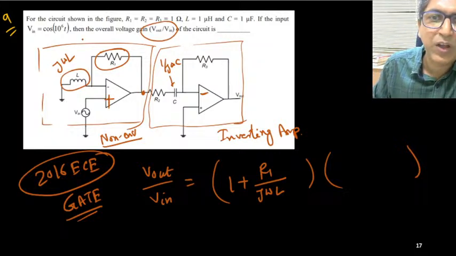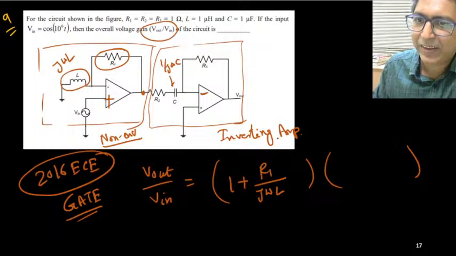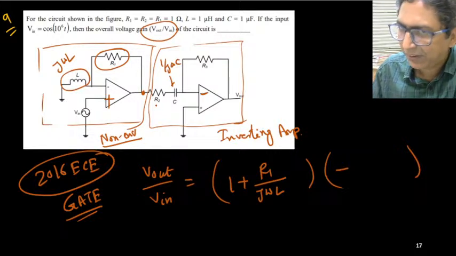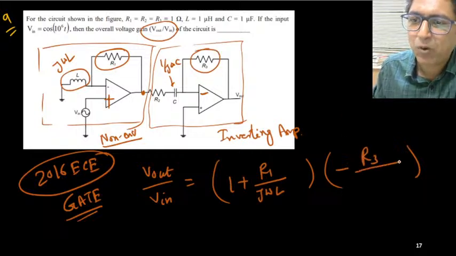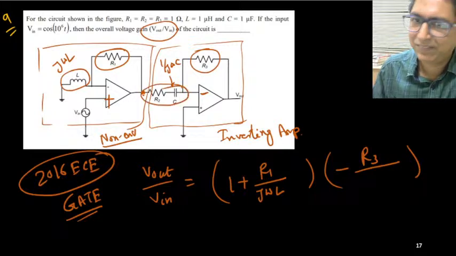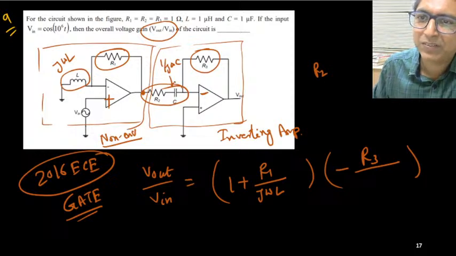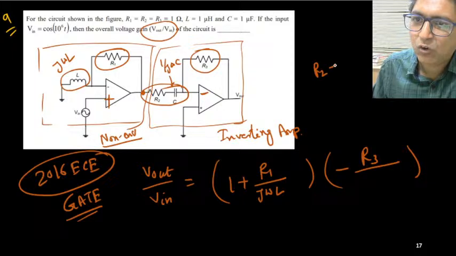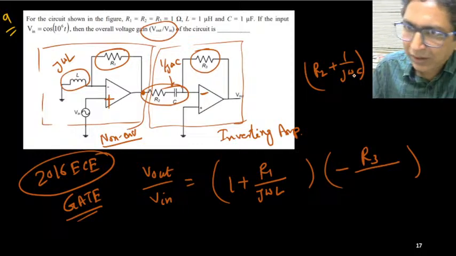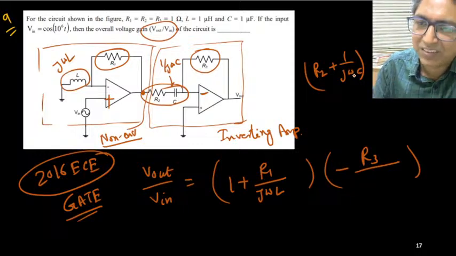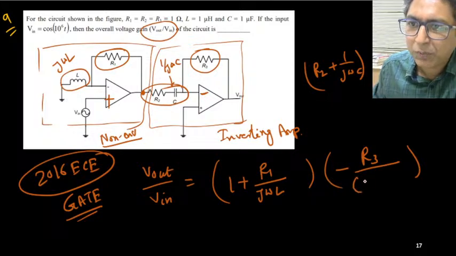Fine. So first stage you have got it. Second stage, it's an inverting amplifier. What is the gain? Minus Rf by R1 kind of thing. So Rf means this feedback resistance. It is R3. Minus R3 upon this reactance, this combination. So R2 and C, 1 upon j omega C, they are connected in series. So R2 plus 1 upon j omega C is the total impedance offered by this combination of R2 and C in series. So that will be in the denominator: R2 plus 1 upon j omega C.